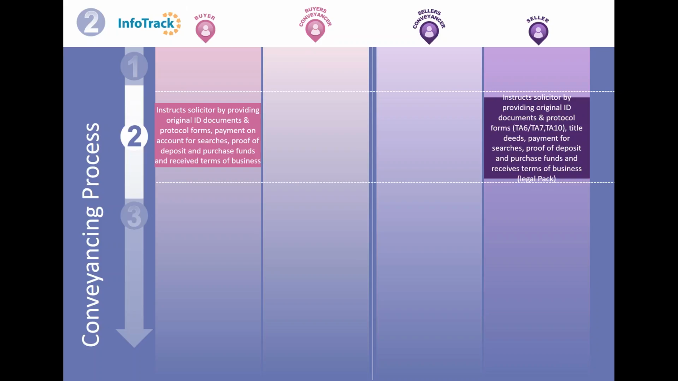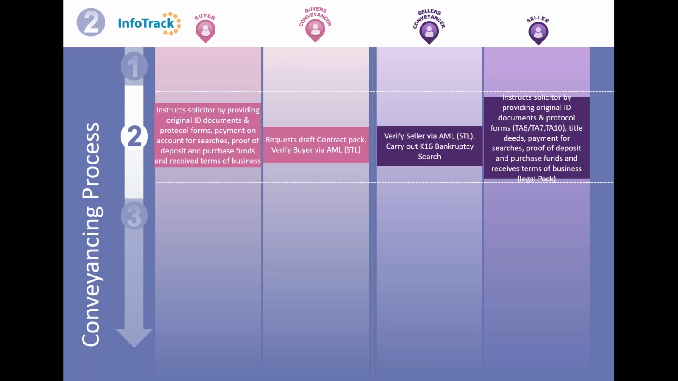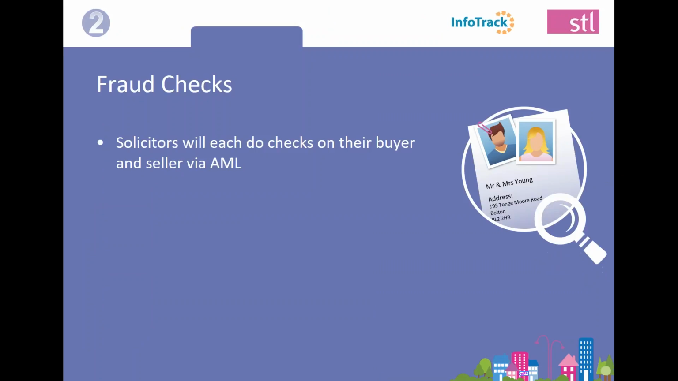The seller then instructs their solicitor. Again, the ID is important, and there's various forms that we're going to talk about that the seller needs to complete for the conveyancer. The buyer's conveyancer will request the draft contract pack and verify the buyer via AML. And again, the seller's conveyancer also needs to verify their client with an AML search and carry out a K16 Bankruptcy Search. So let's just have a look at those in a bit more detail.